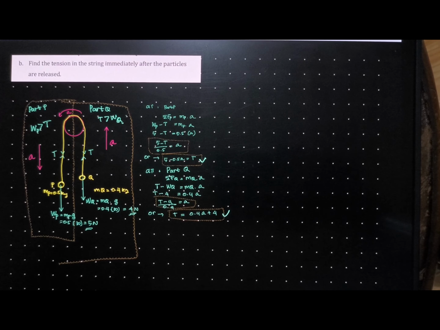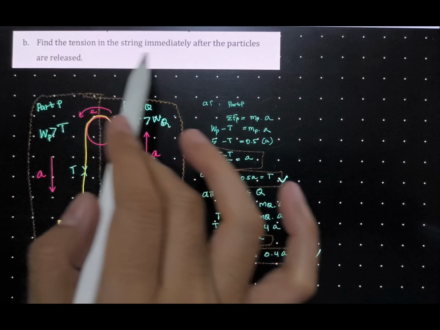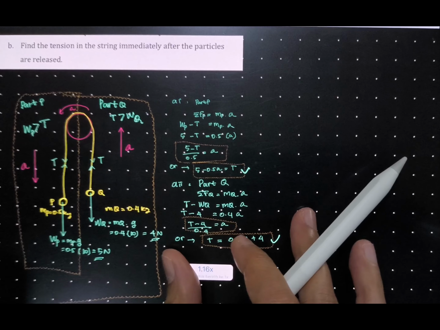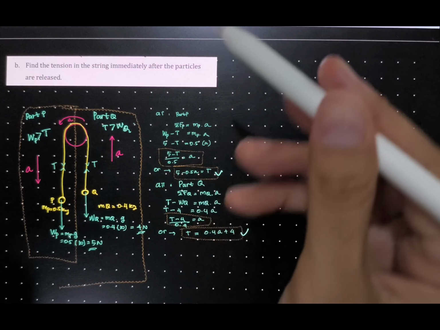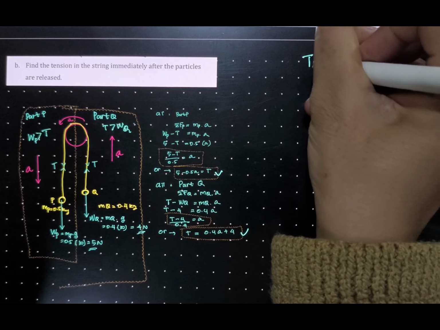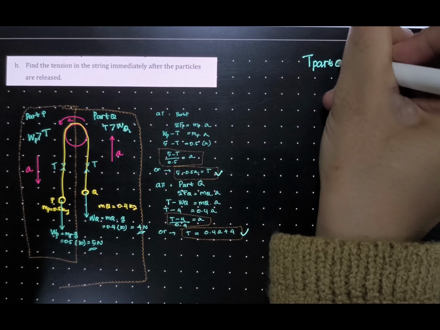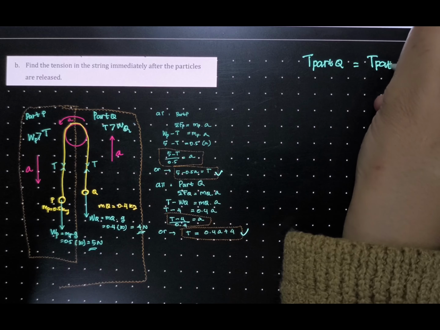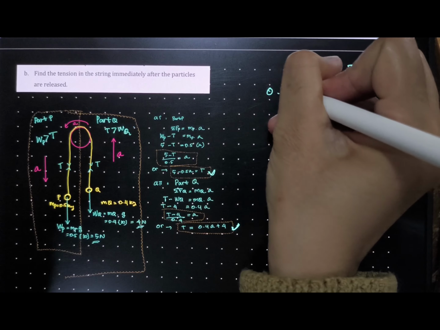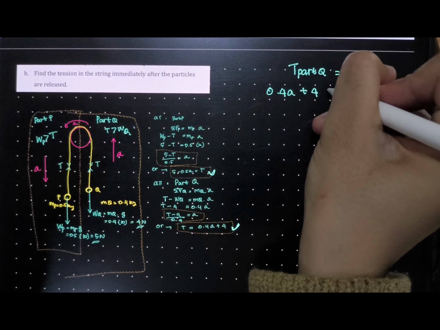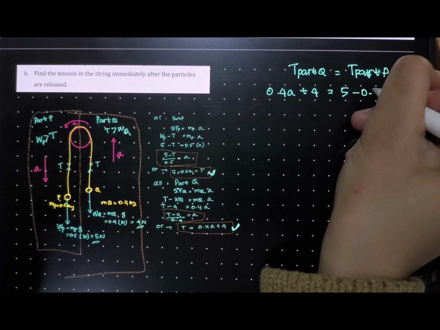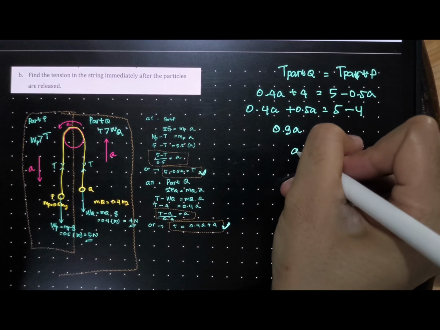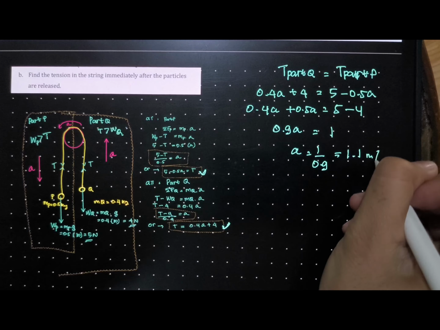Question 5b. Find the tension in the string immediately after the particles are released. We have four equations, but this time I want to use the equation T equals in part P and part Q. Since the tension in part Q and part P is the same, we can combine them into one equation. T in part Q equals T in part P. 0.4a plus 4 equals 5 minus 0.5a. Solve it mathematically, then we get a, which is 1.1 meter per second squared.